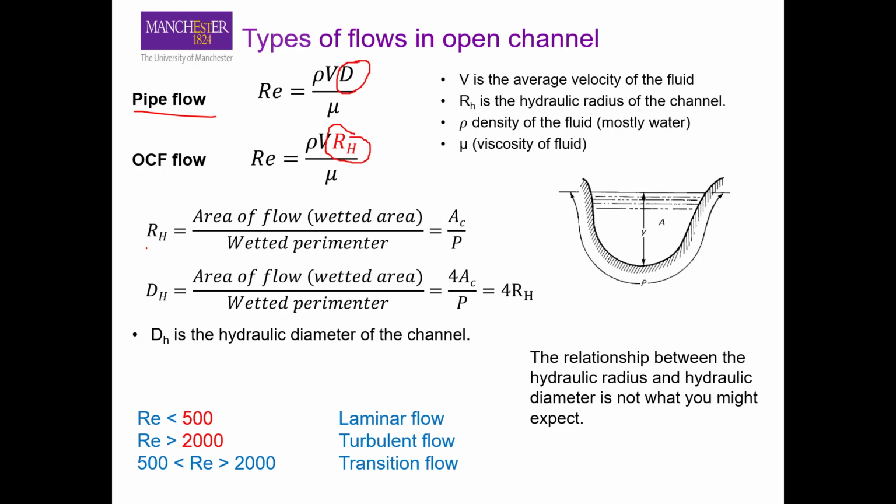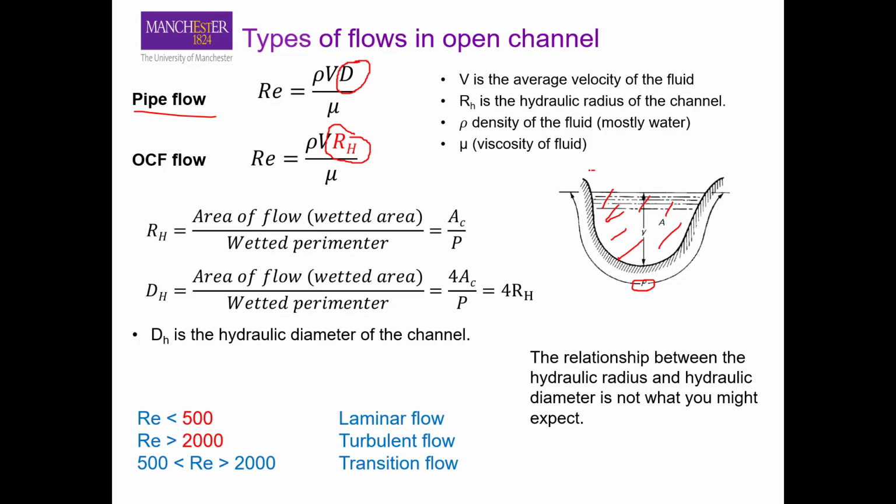And to calculate hydraulic radius, we take a ratio of the cross-sectional area or the wetted area divided by the wetted perimeter. Okay, so cross-sectional wetted area is the area of the channel that is in contact with the fluid. Okay, that is A_C. And the wetted perimeter is the length of the channel that is in contact with the fluid. Okay, so that is this dimension P here.